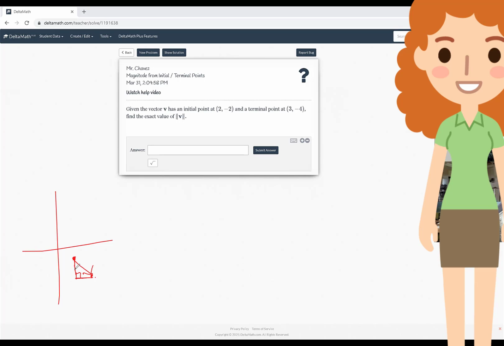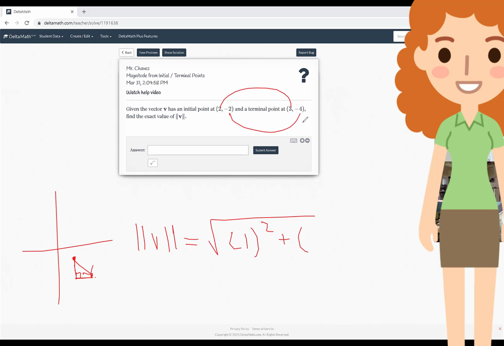It wants that magnitude. So how do you find the magnitude? Like this. Magnitude of this vector is nothing more than the square root. You're just doing Pythagorean theorem. The difference in x's, the difference between 2 and 3 is 1. So 1 squared. And I don't worry about the negative because we're squaring it anyways. The difference between -2 and -4 is 2. So 2 squared. And so let's see what that is. Square root, 2 squared is 4. 1 squared is 1. So that's the square root of 5.